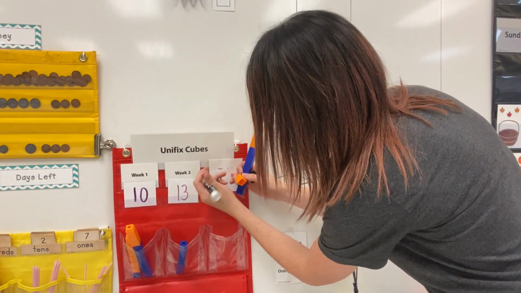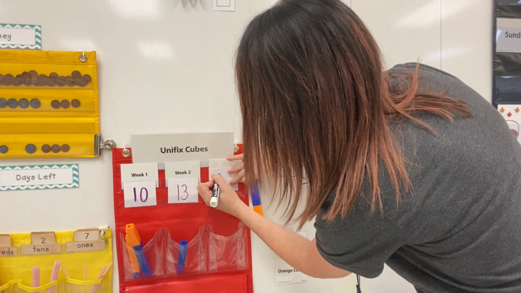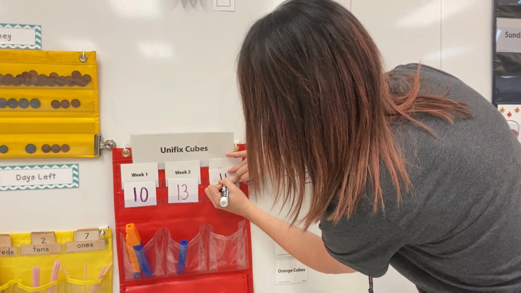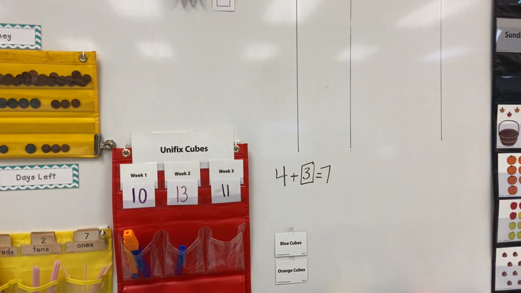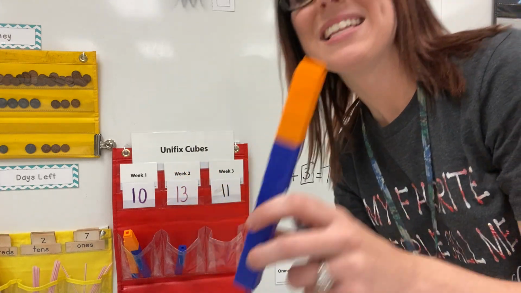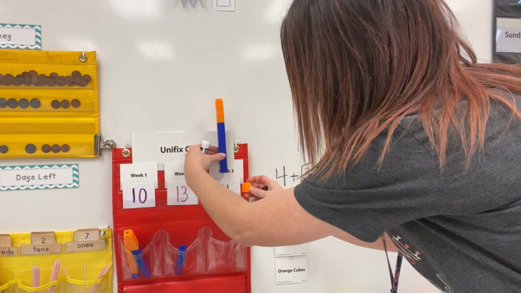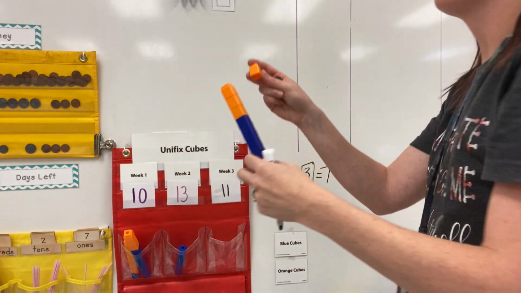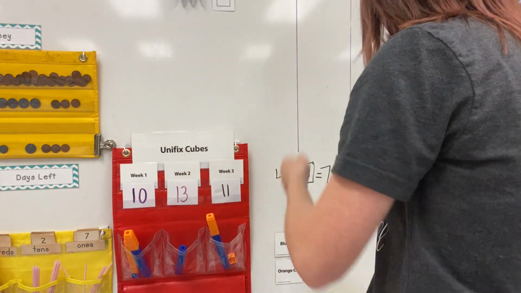I want to make sure I do neat writing here. 11 looks like a 1 and a 1, but it's really 10 and 1. One group of 10 and 1 more. That's 11. I'm going to put those back in there.